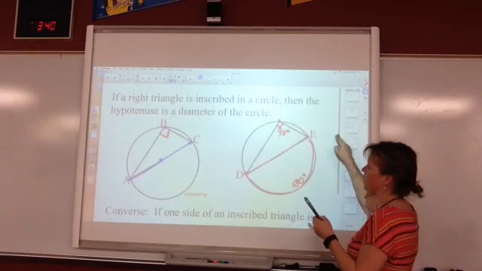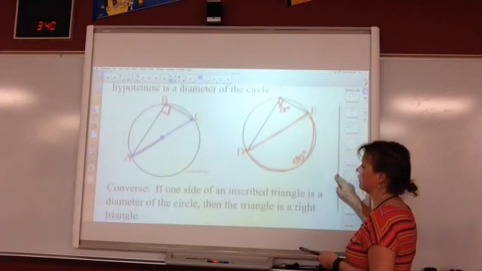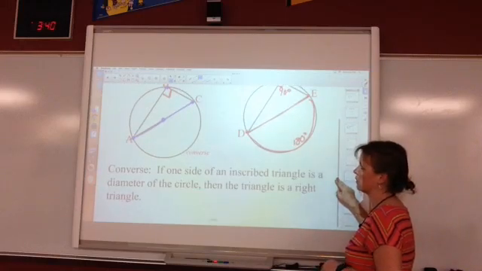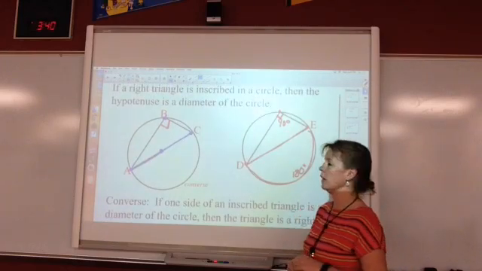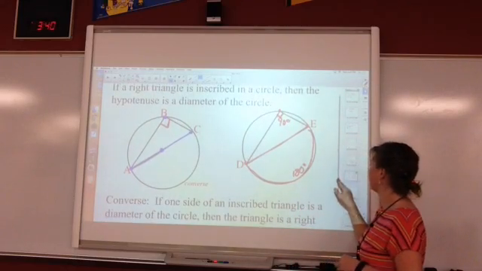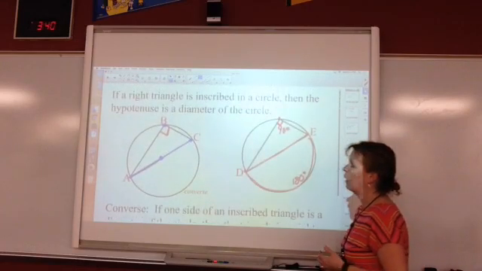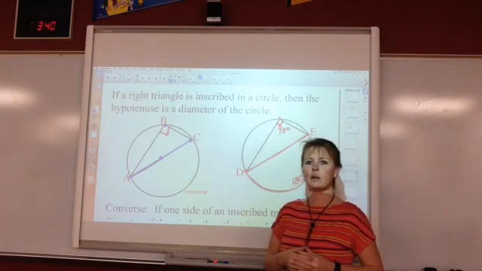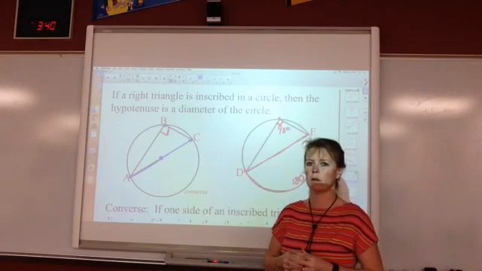Conditional statement, if a right triangle is inscribed, then the hypotenuse is a diameter. Converse, if one side is a diameter, then the triangle is a right triangle. All the way back to chapter 2 when we did converses and inverses and contrapositives. All right, so go back through, double check the notes, make sure you have everything, and now you can start your assignment. That's the end of 10.4 notes.